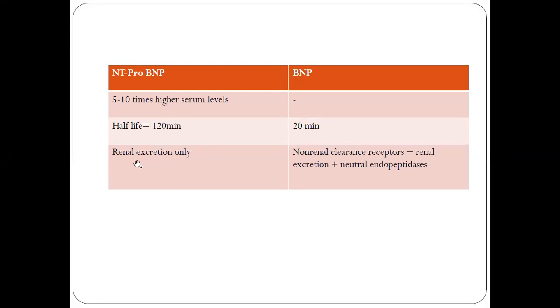Suppose you have a patient with chronic kidney disease or renal failure. Obviously, since renal excretion is affected in this patient, the NT-proBNP level will be falsely high. So NT-proBNP levels will be very high in patients with CKD, and they are not reliable in this group of patients with kidney disease. So in kidney disease, you should use only BNP if you want a marker for heart failure.